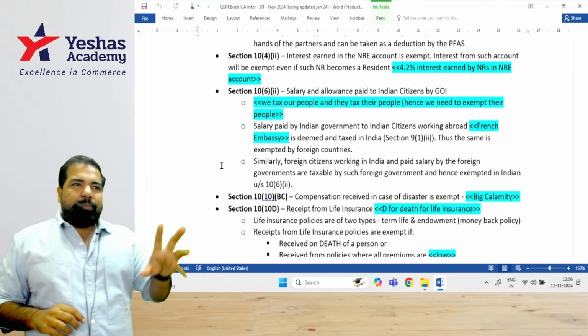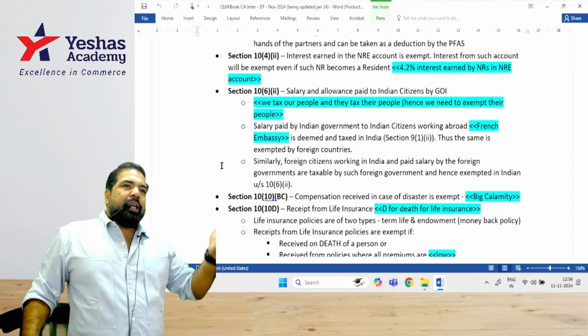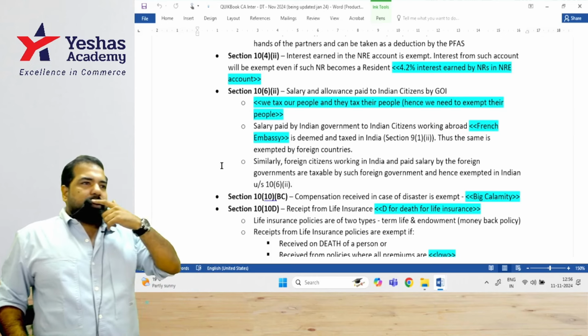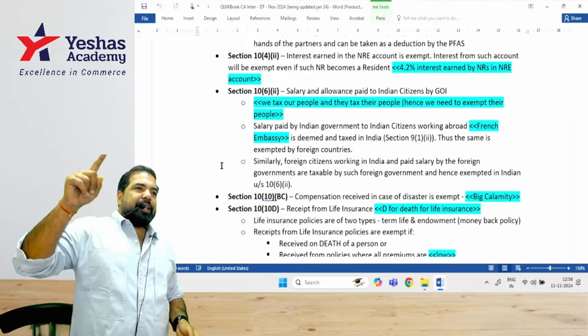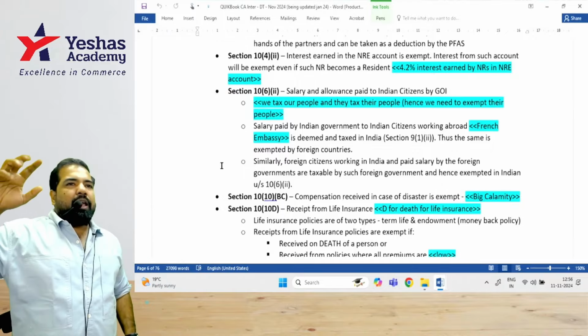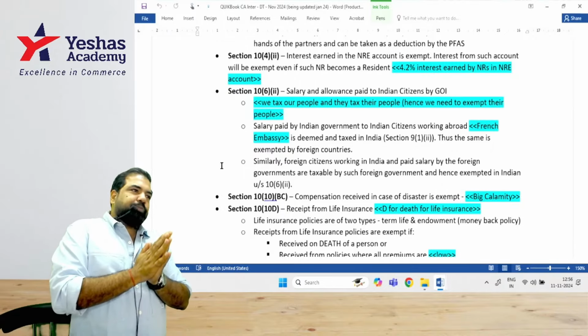10(12A), 10(12B) is in NPS. We'll see it in a chapter called salaries. Next, 10(15) in the post office. Can you open a savings account? When you earn the interest, it is exempt up to 3,000. And if it's a joint account, then 7.